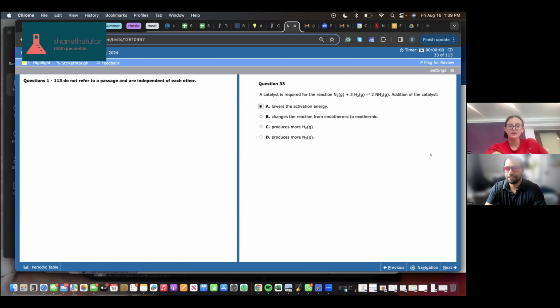I feel like that's what catalysts do, right? They speed up a reaction by lowering the activation energy.